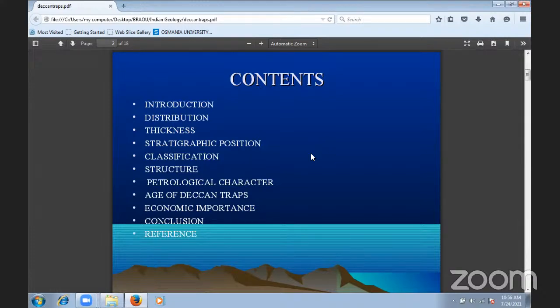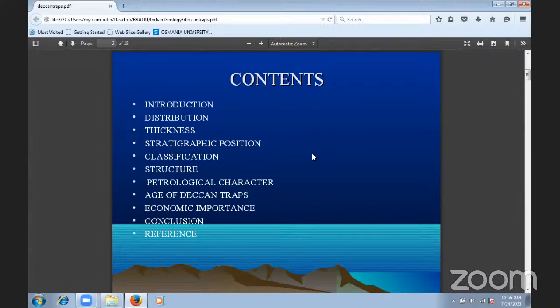The Tertiary system is further divided into Paleogene and Neogene. Paleogene consists of Paleocene, Eocene, and Oligocene. Neogene consists of Miocene and Pliocene. The Quaternary system comprises the Pleistocene and the Holocene. Holocene means the recent period. The rock formations in the Quaternary system are considered younger formations.